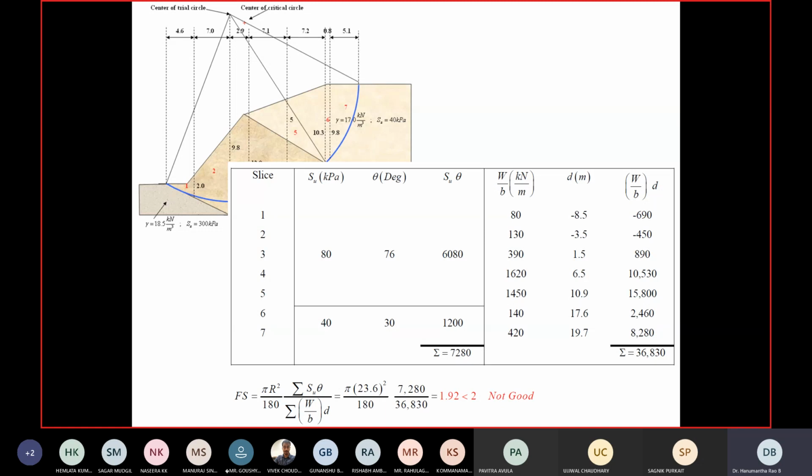So in the previous slide, we learned how to calculate the W by B and D. If you multiply W by D, this will give us the moment component. Then the resisting component: the shear strength multiplied by theta, and this should be multiplied by the lever arm distance, which is nothing but R, the radius of the slip circle.